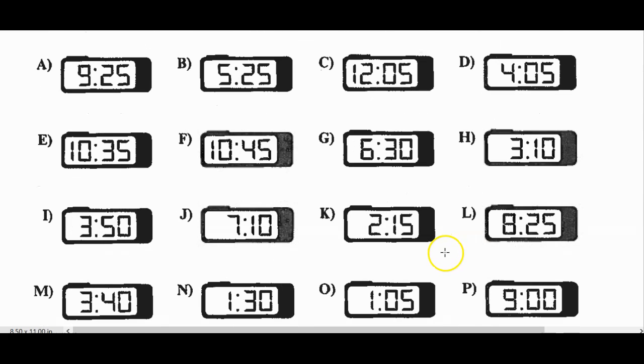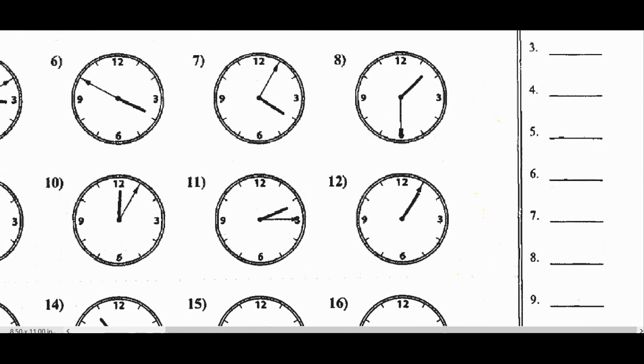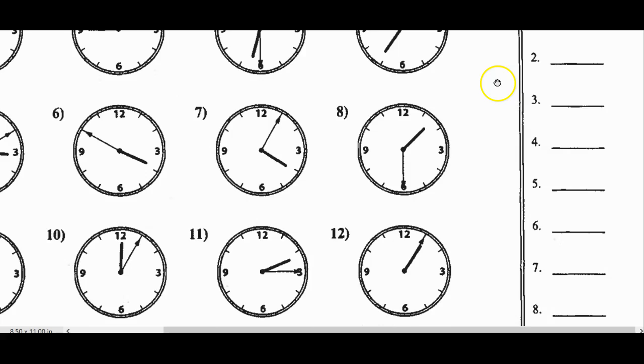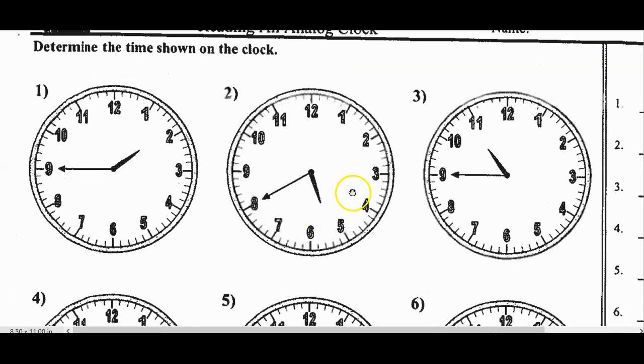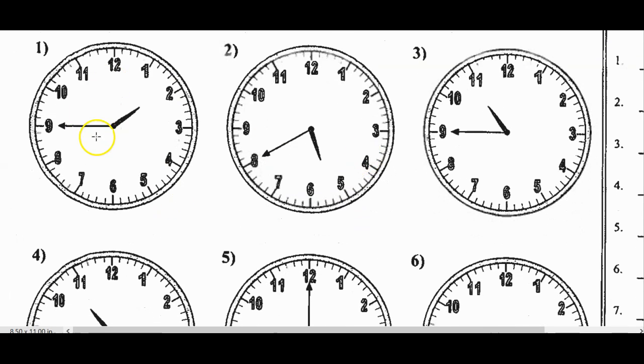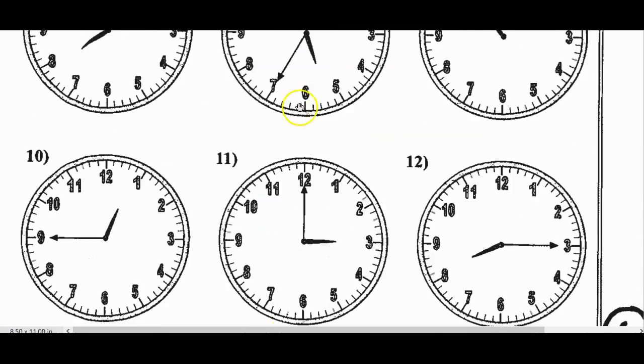Which one's 5:25? B. So I'm going to take my answer, B. And it goes right there. Okay? All right. And then the next page. Yeah, guess what? They have a completed number already, huh? And I think you just write the answers out. You just write the answers on the line.